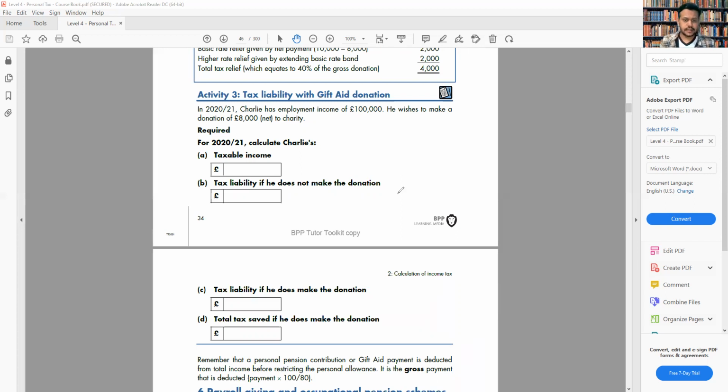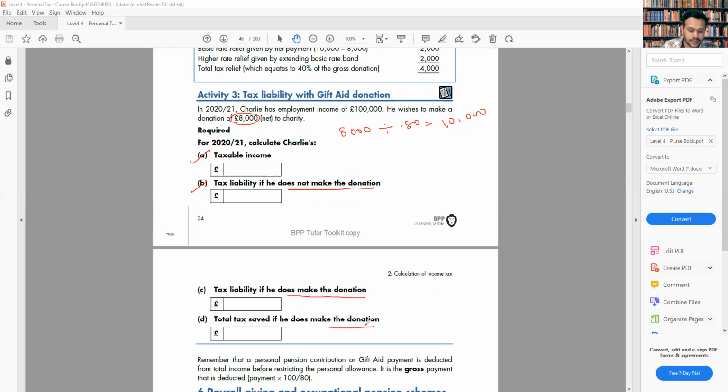So the first one said, this is the net. So that means you have to make it gross. Always, if you see the net 8,000, you need to make it gross, divide by 0.8. That will give us 10,000. This 10,000 we need to add to the basic band. Okay, let's calculate the taxable income, then the tax liability if he does not make the donation, then the tax liability if he does make the donation. If he makes the donation, how much is the tax saved? Very simple question. Let's try to do that.